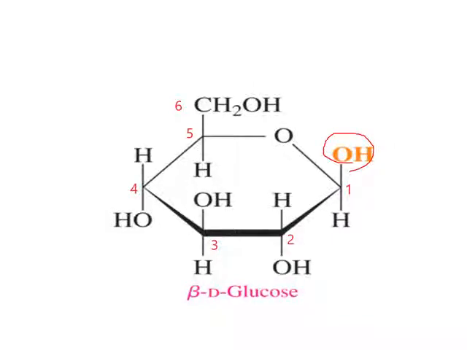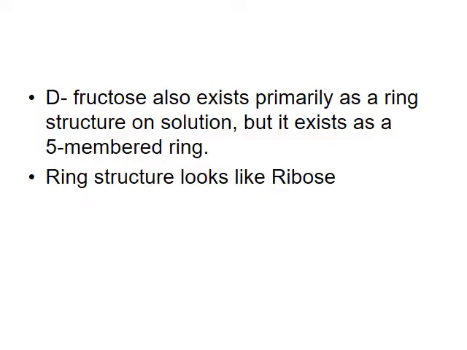Okay, so here's the last one. Here's the numbering: 1, 2, 3, 4, 5, 6. Here's the last carbon. Each point here is carbon, carbon, carbon, carbon, carbon. All right, fructose. So fructose is going to be a little bit different. Okay, even though it has 6 carbons, it's not going to have a shape that looks like 6.